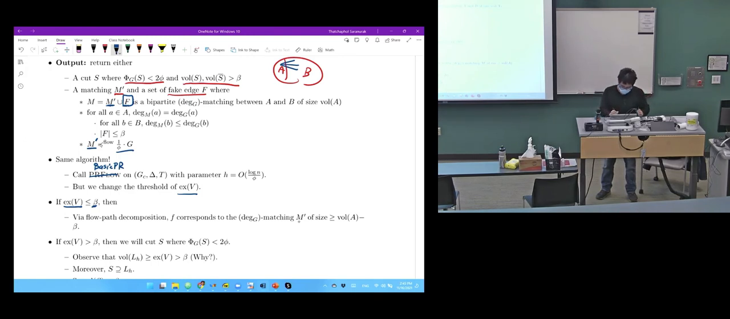Right? If you send all the flow, you get that meshing. So if you apply the flow path decomposition to this preflow, then you get M prime, which is almost the same as M, except that the size is less than M by beta. So you get this M prime.